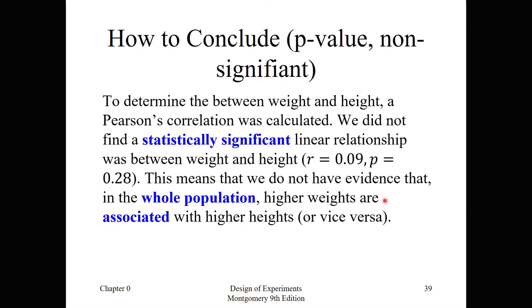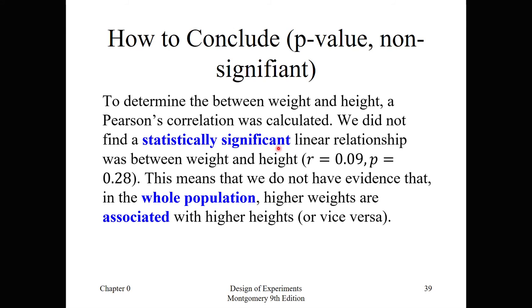So I should say, instead of just higher with higher, which would imply a positive relationship, that we don't have any evidence that weight was associated with height, and not qualify that with higher weights and higher height. So that might be a little bit better way to say this conclusion section. And note that all this is phrased very similarly, and again, it's done so to avoid the common pitfall that people make, which is to say there wasn't a relationship between weight and height.